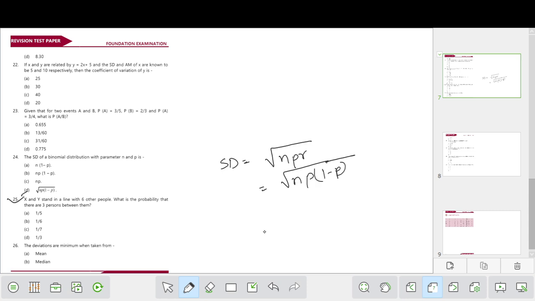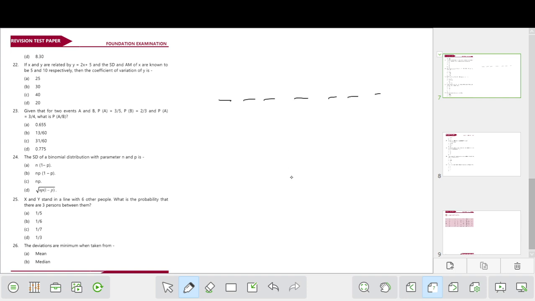X and Y stand in a line with 6 other people. What is the probability that there are 3 persons between them? So this is a really good question from probability. So there are total 8 people: 1, 2, 3, 4, 5, 6, 7, 8. They want 3 people in between them.